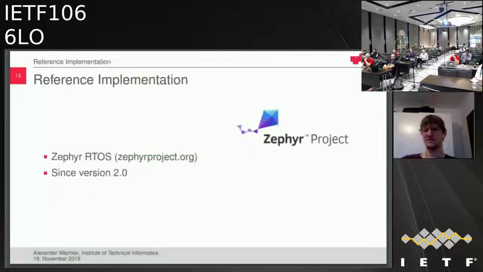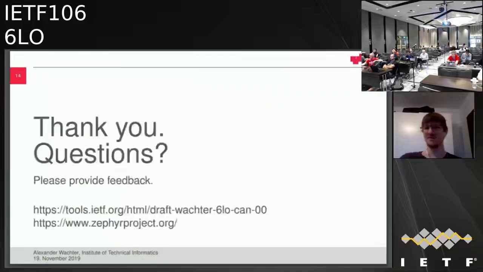We also have a reference implementation. The 6LoWPAN CAN is already implemented in the Zephyr RTOS, and it's been in the mainline tree since version 2. There are examples to test.